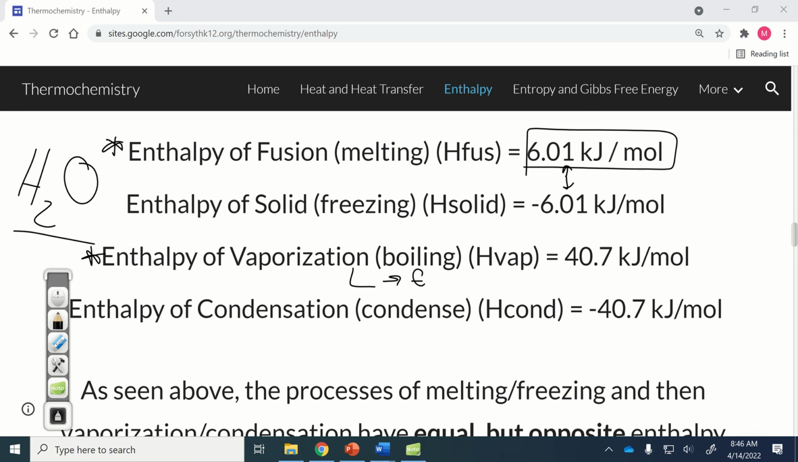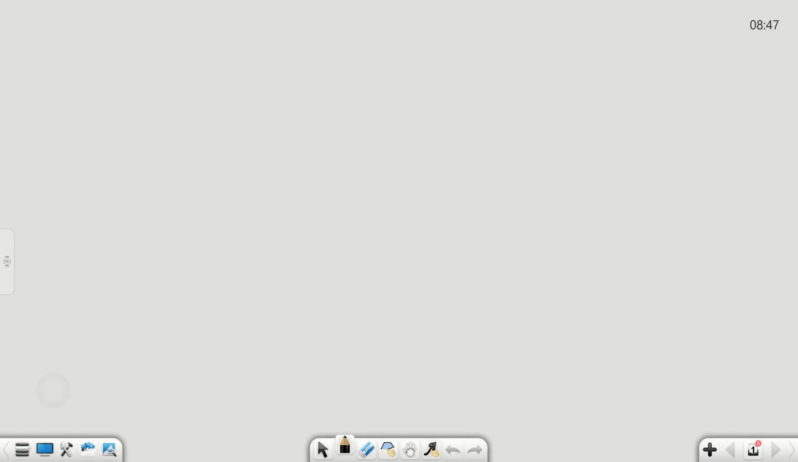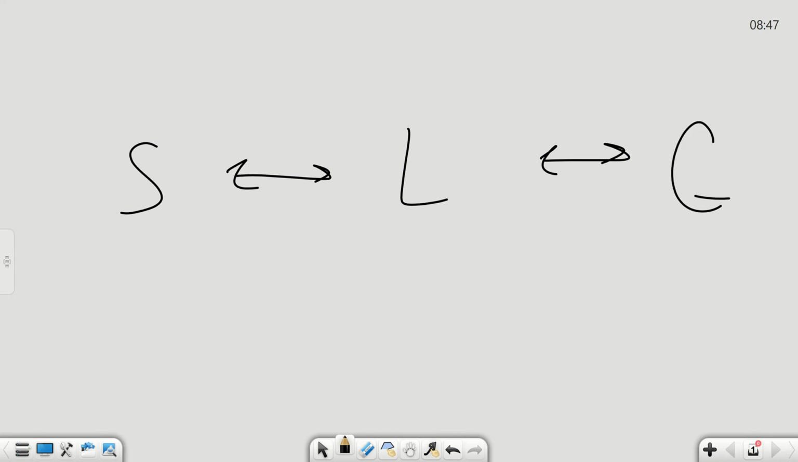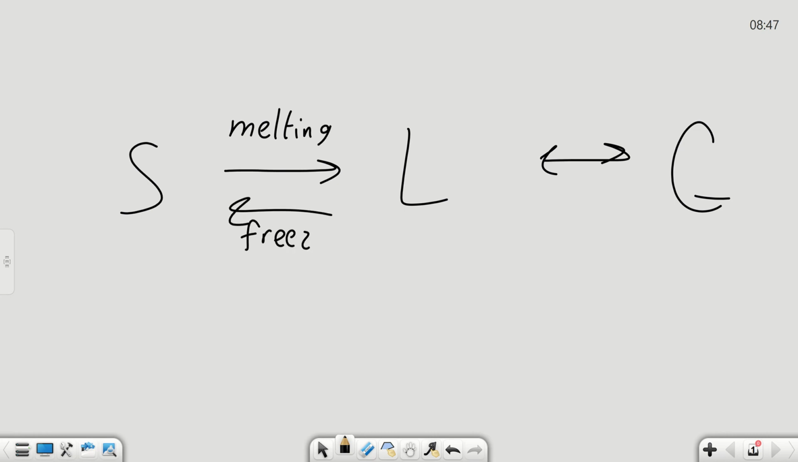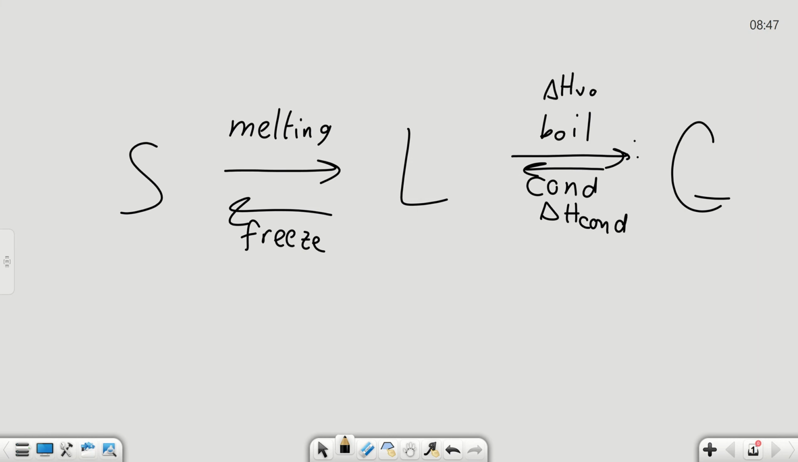All right? So I'm going to point this out. Let's go through this real fast. For solid, liquid to gas. Okay? Let me rewrite that. If I have melting, freezing, boil, and condense. Delta H condense, delta H vap, delta H fusion, and delta H solid.